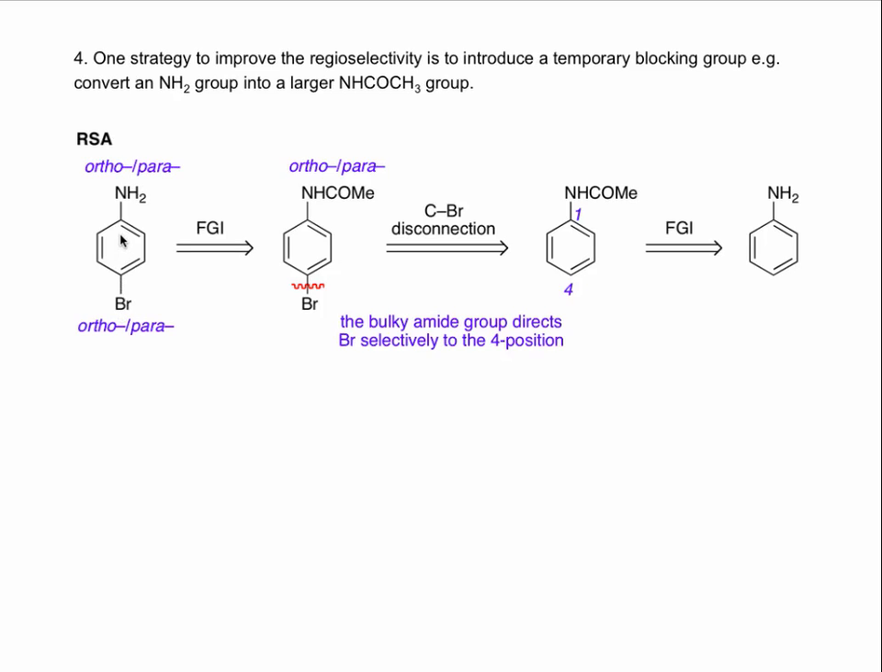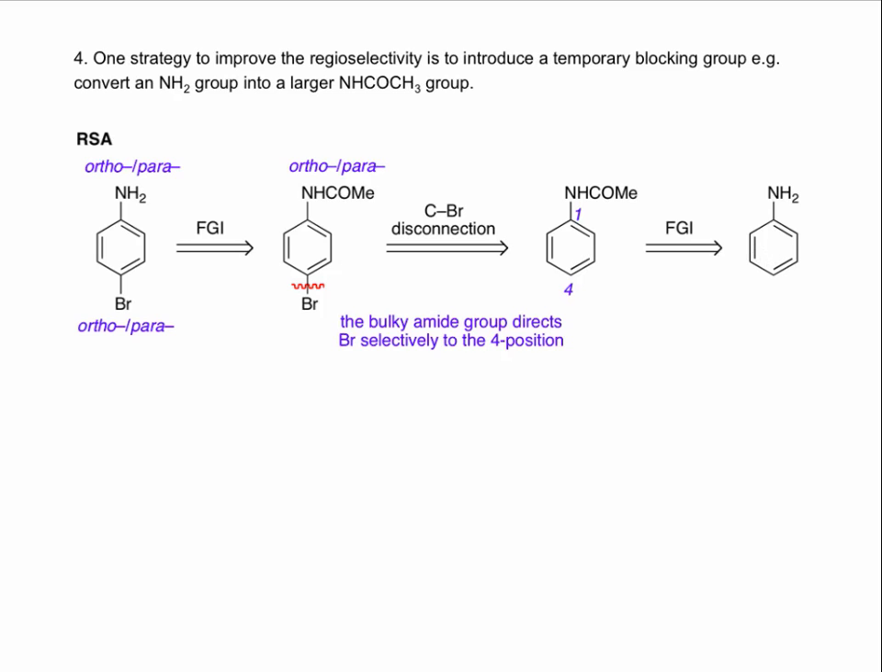We're now going to do an FGI where we convert the aniline NH2 group into an amide, and the reason for doing this is this amide group is much more bulky than an NH2 group, and so it can direct the electrophilic substitution to give a higher degree of regioselectivity. We now cleave the carbon-bromine bond, we go back to the amide derivative, and then from the amide we can go back to aniline itself.